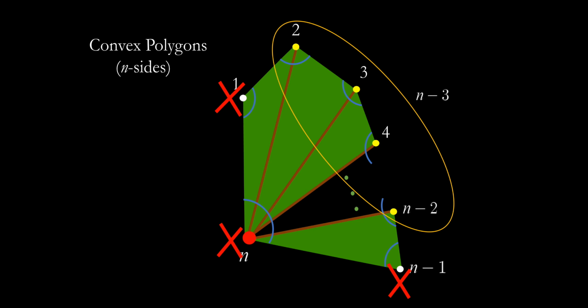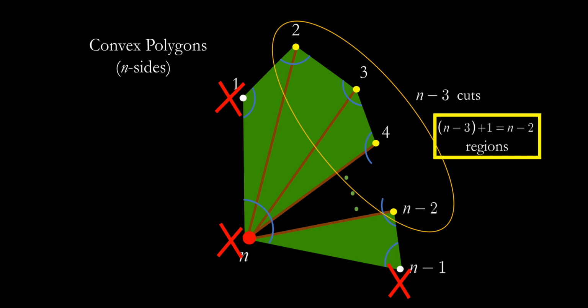But n minus 3 simple cuts produces n minus 2 regions, because we have n minus 3 plus 1 equals n minus 2. And what is the geometry of each of these regions? They are triangles with 3 vertices: the base point, and 2 adjacent vertices of the polygon. This might seem trivial, but when you have a polygon with 1,000,000 sides, counting in an organized fashion is paramount.